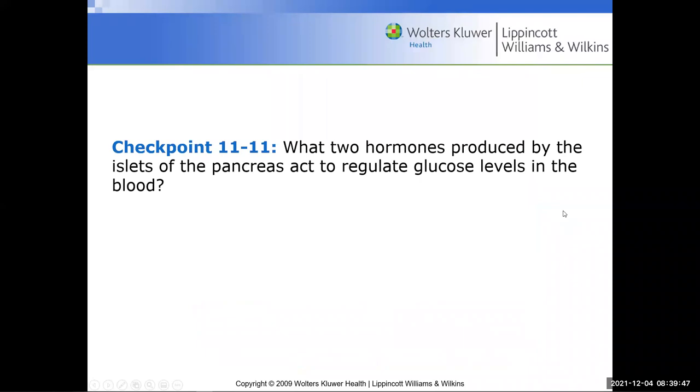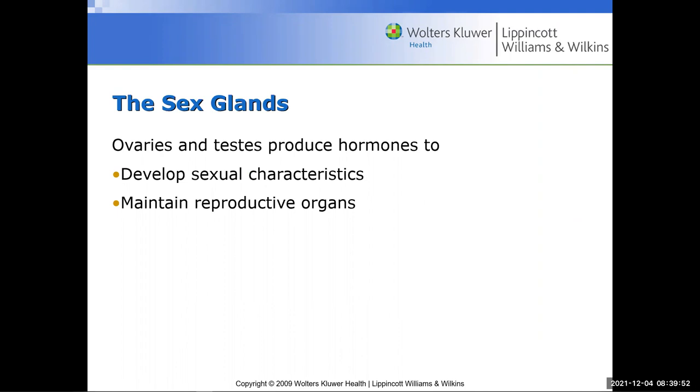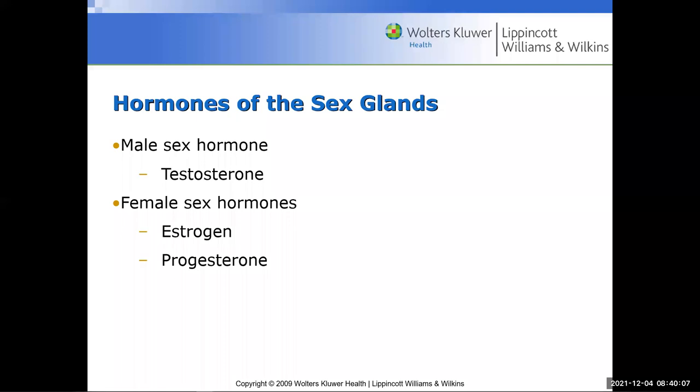Okay, so the sex glands. Ovaries and testes produce hormones to develop sexual characteristics. We'll speak in more detail about this when we are looking at reproduction in the next 4 weeks. All right. So in terms of the sex glands, you have male and female hormones being released: testosterone in males, and in females, estrogen and progesterone predominantly. Doesn't mean testosterone is not secreted within females. So don't think of it as a male or a female hormone per se, that testosterone is exclusively male or exclusively female.